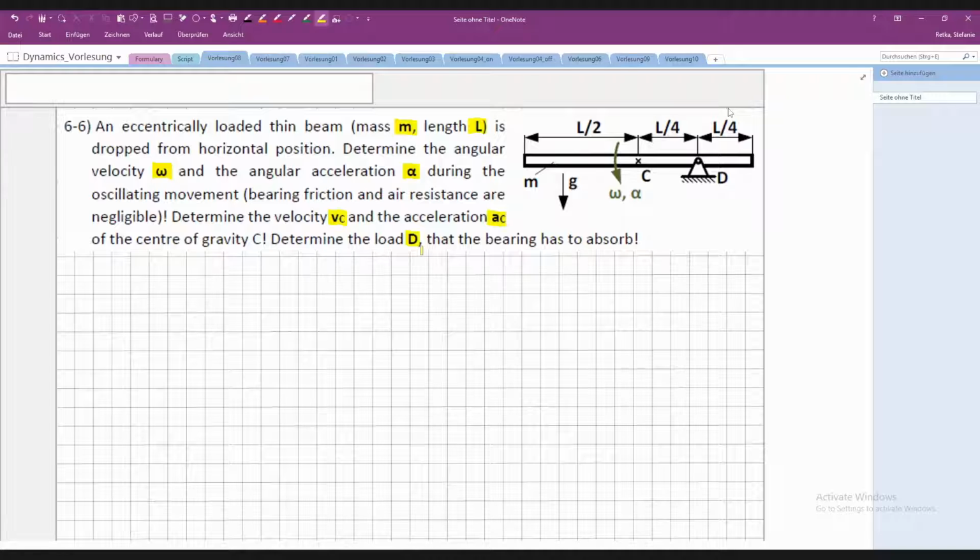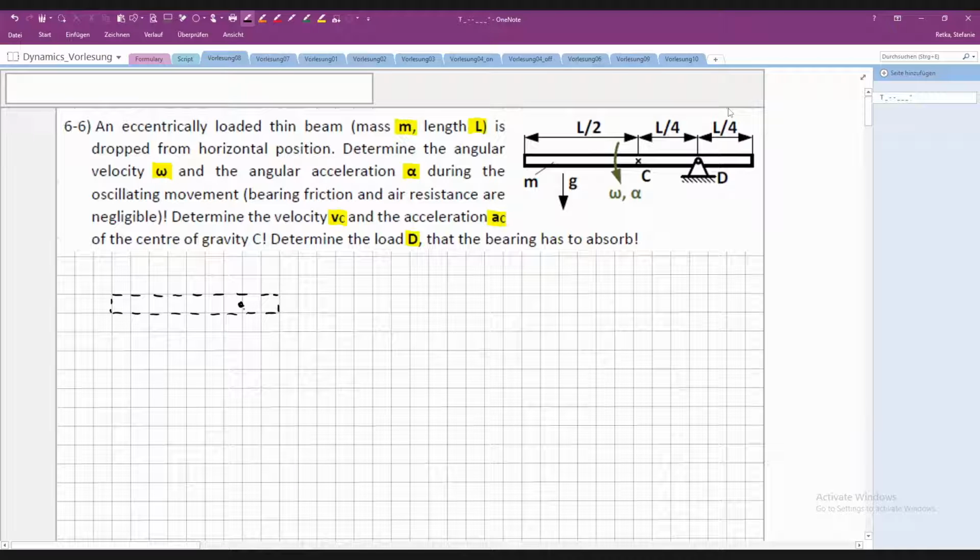So how do we approach these kind of problems? First of all, we need to draw a free body diagram. And our free body diagram always has to be drawn in deflected position. This means that this is our original position. I will draw it with a dotted line, like this. Let's assume that this is the position of the support.